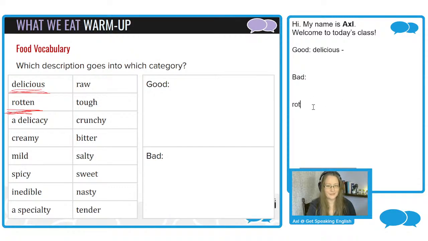So rotten, if a food is rotten, feel free to let me know in the chat what a description for rotten would be, and whether you would consider that sort of a good word or a bad word for food. Yeah, let me know what you think.